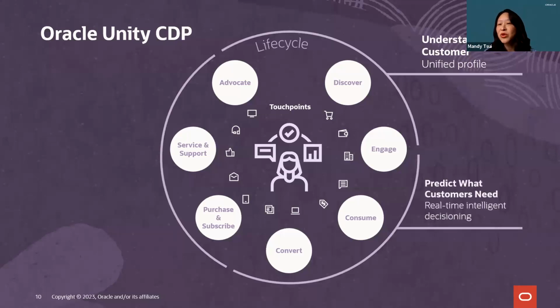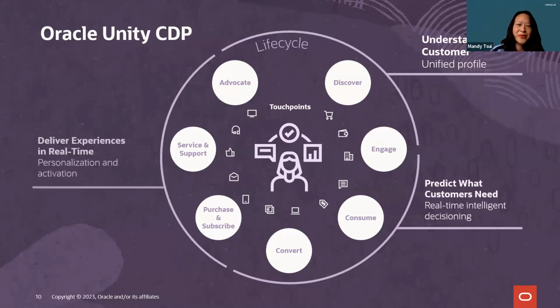Once you have that unified profile view, Unity has the built-in intelligence to help you predict what the customer needs next, so that you can make real-time intelligent decisioning to predict and orchestrate the next best experience for your customer. Once you have that, Unity enables you to deliver the experience in real time across different channels with a consistent and personalized experience for your customer across those channels.